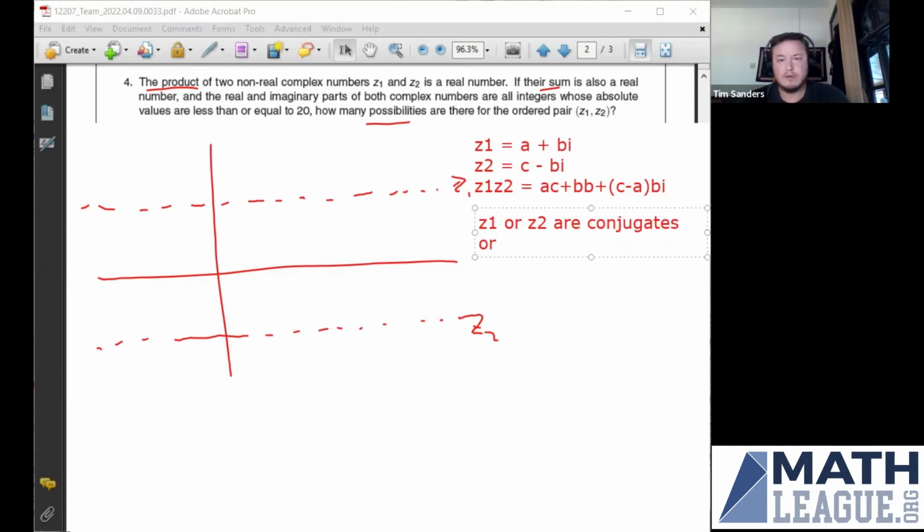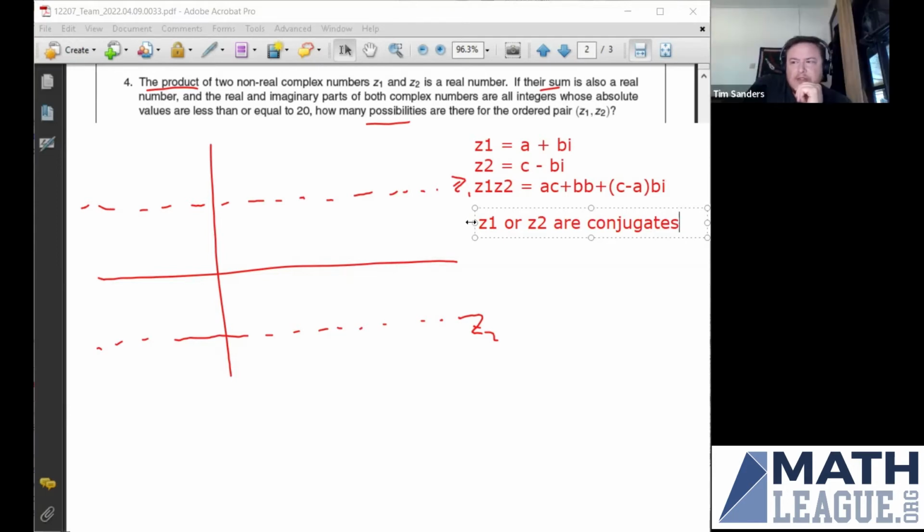Or, wait, that's the only possibility, right? Because the other possibility would be that B has to be 0, which they've told us is not the case, since these are non-real complex numbers in the first sentence. So we know that Z1 and Z2 are in fact conjugates, right? Yep.